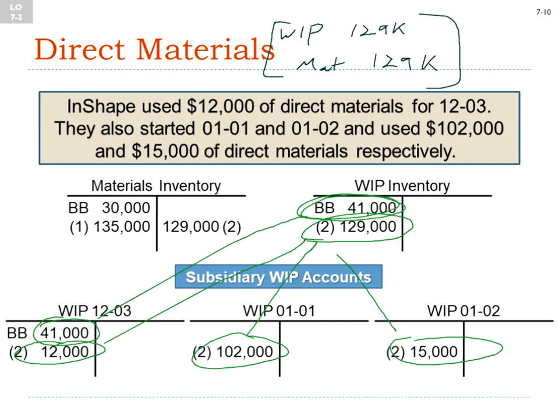All right, so again, a sub account, all it is it breaks down the information in the main work in process inventory account, breaks it down into per job. But one good way to check it is to see that the debits and credits in the sub accounts add up to the debits and credits in the main account.